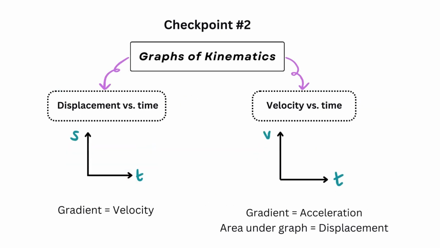Now we have reached our second checkpoint, where we primarily discussed the graphs of kinematics, and there were two types that we can review: displacement versus time, and velocity versus time. For displacement versus time graphs, where we had displacement on the y-axis and time on the x-axis, we claim that the gradient represents velocity. On the other hand, for a velocity versus time graph, where we had velocity on the y-axis and time on the x-axis, here the gradient represented acceleration and the area underneath the graph represented displacement.